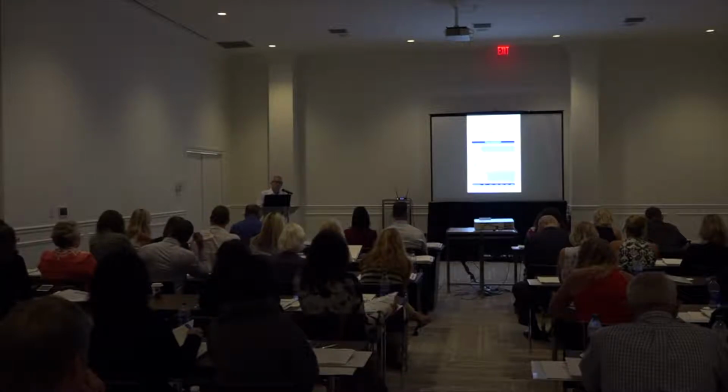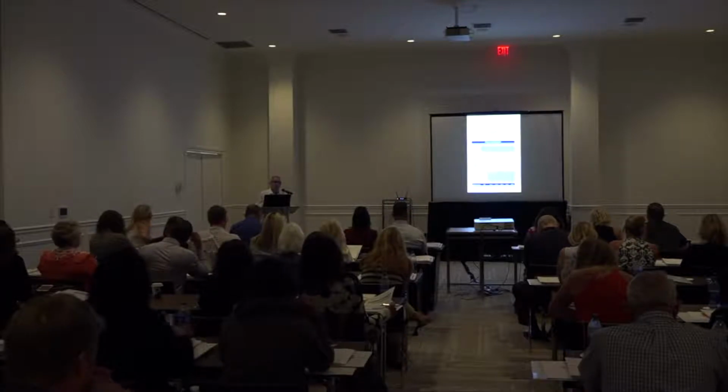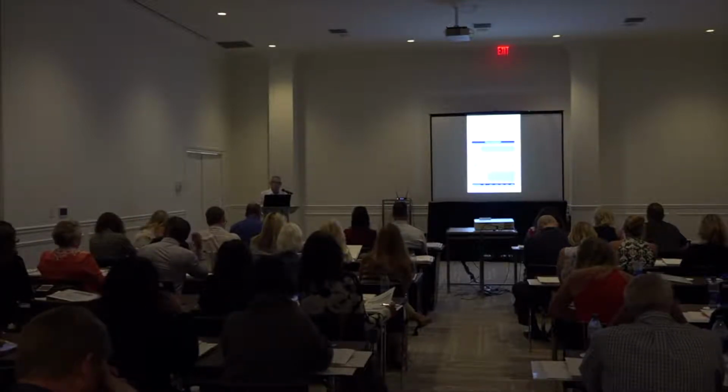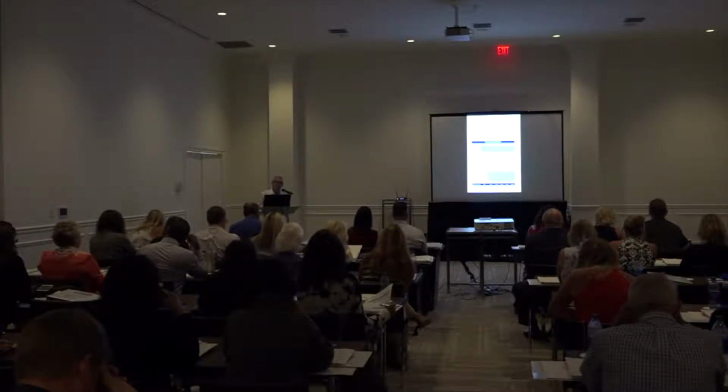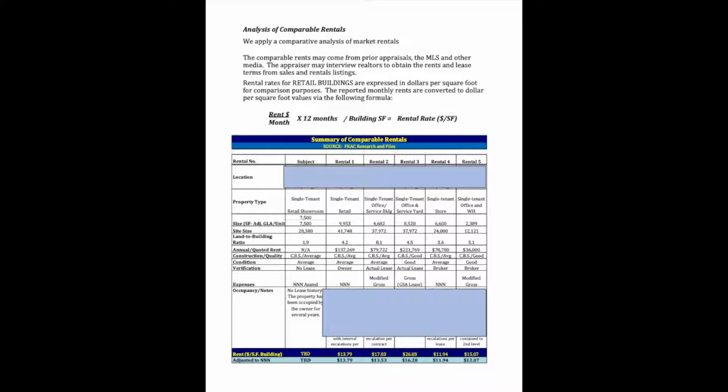The rental rates for retail buildings are expressed in dollars per square foot for comparison purposes. The reported monthly rents are converted to dollar per square foot values via the following formula: rent per month times 12 months divided by building square footage equals your rental rate, that's rent per square foot. Basically, your annual rent divided by your building square footage equals your rental rate. This is used to analyze property to property within this particular approach.